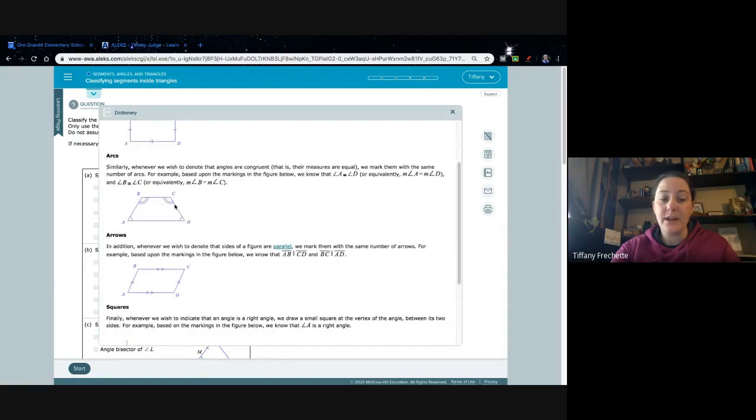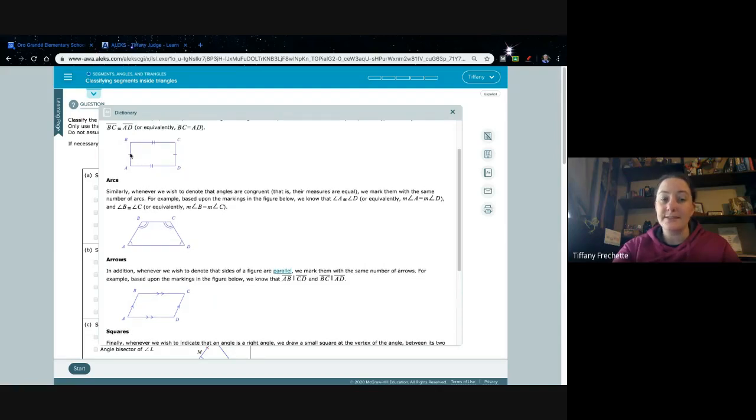Arcs, that's how they show that angles are congruent. So again, one arc to one arc means that those are congruent. So I have angle A to angle D, and then B to C because of two arcs to two arcs. So we just match up the number.